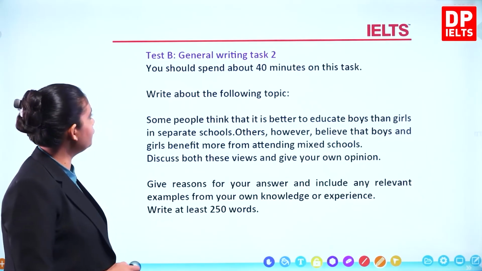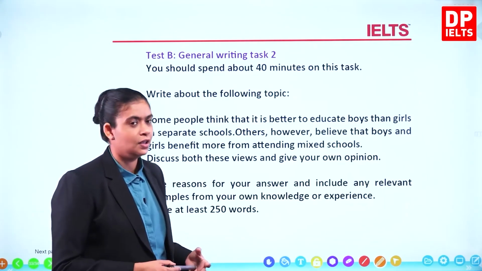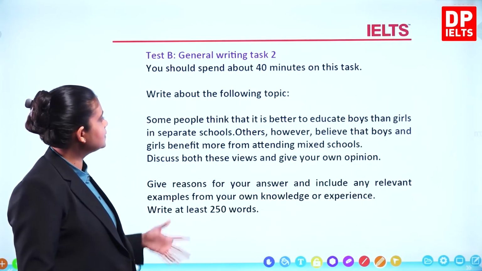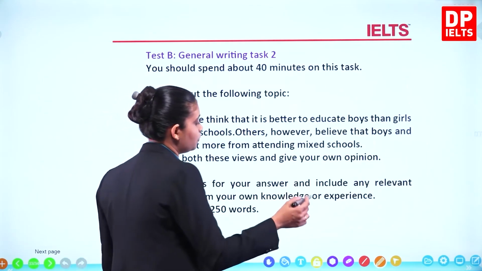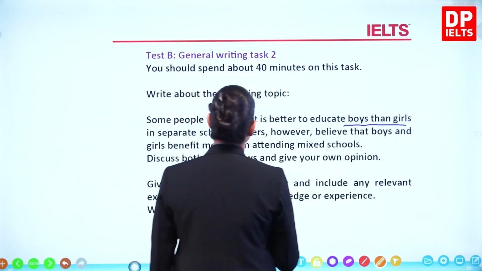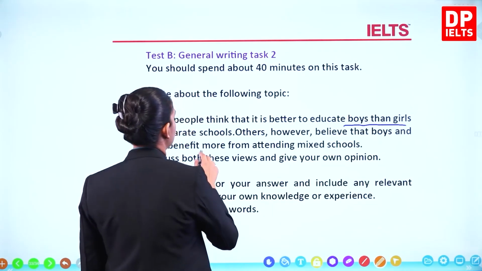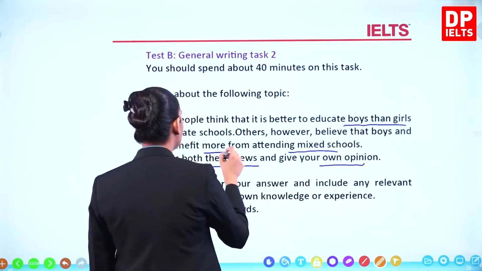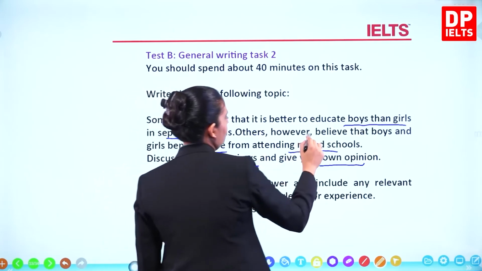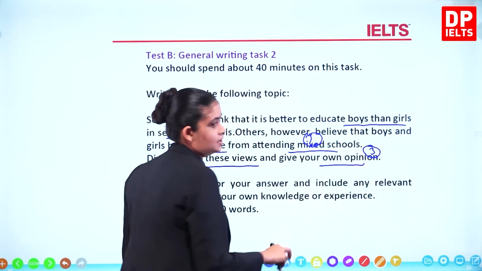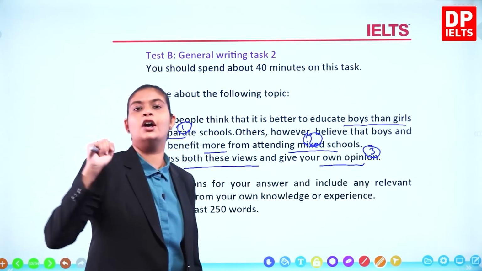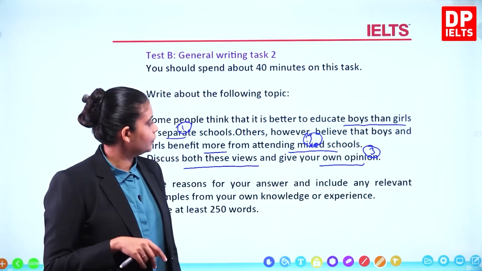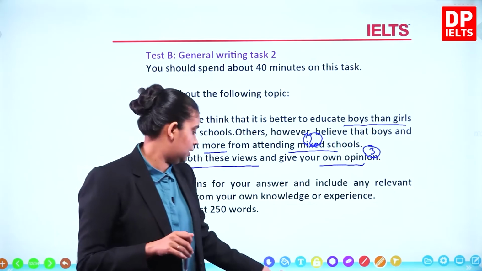All right, so moving to our last task, which I think now we've done so many essays, right? You could do this on your own. Some people think that it is better to educate boys than girls in separate schools. Others believe that boys and girls benefit more from attending mixed schools. Discuss both views and give your opinion. So 1, separate schools. 2, mixed schools. 3, opinion. This is a discussion plus argumentative or opinionated style essay. Okay. So, you need to tell in your answer.